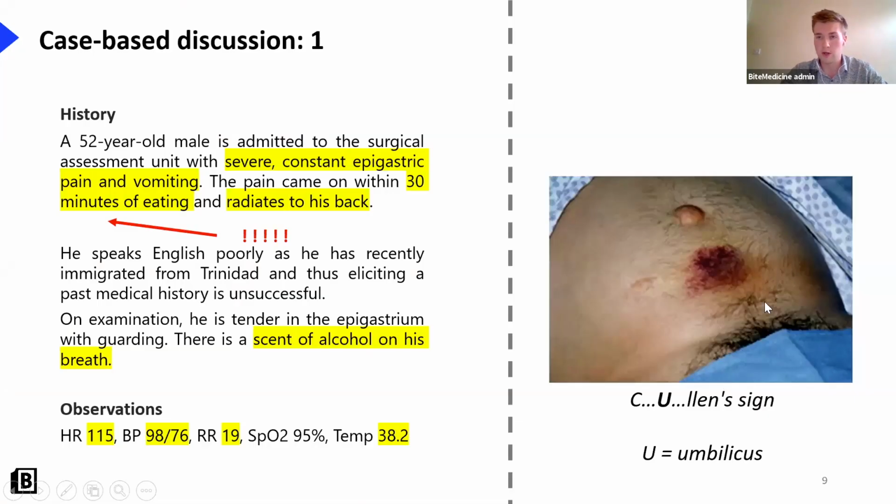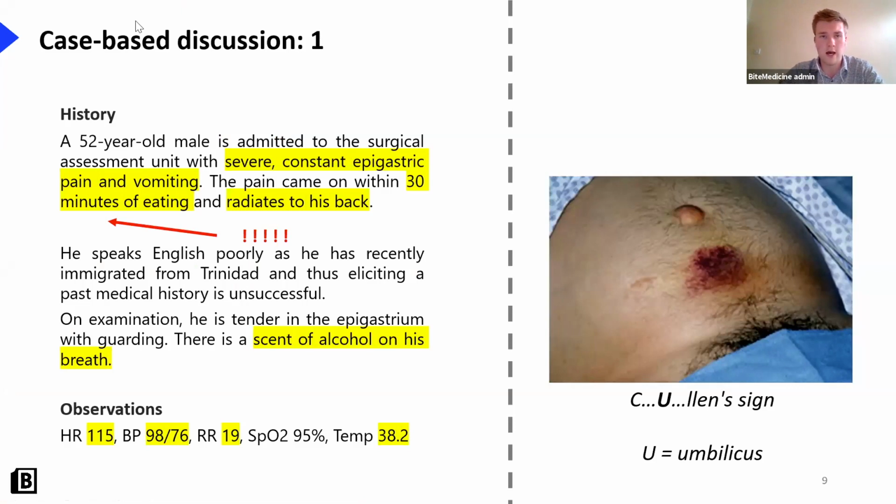So just returning to our case as a reminder, some bits that stand out. For those of you that don't know, the surgical assessment unit is the surgical equivalent of the AMU, or the medical admissions unit. So it's one step on from A&E when you recognize that the presentation is probably surgical.